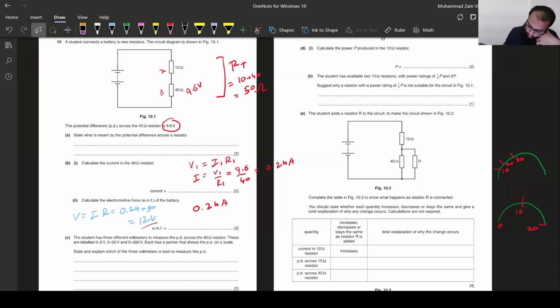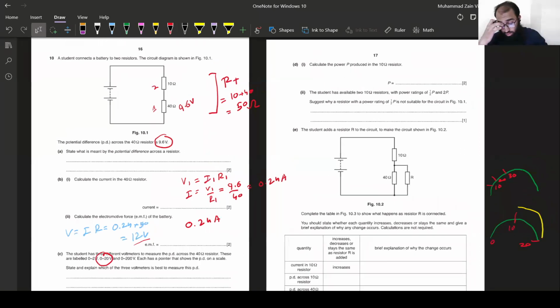So obviously I can tell by looking at the range which one gives the more precise reading. Between the 0 till 200 and 0 till 20 volt, it's the 0 till 20 volt voltmeter which will enable me to take a more precise or more accurate reading. So that's why I go with it, because the range in the 0 to 200 volt voltmeter would have been very great.